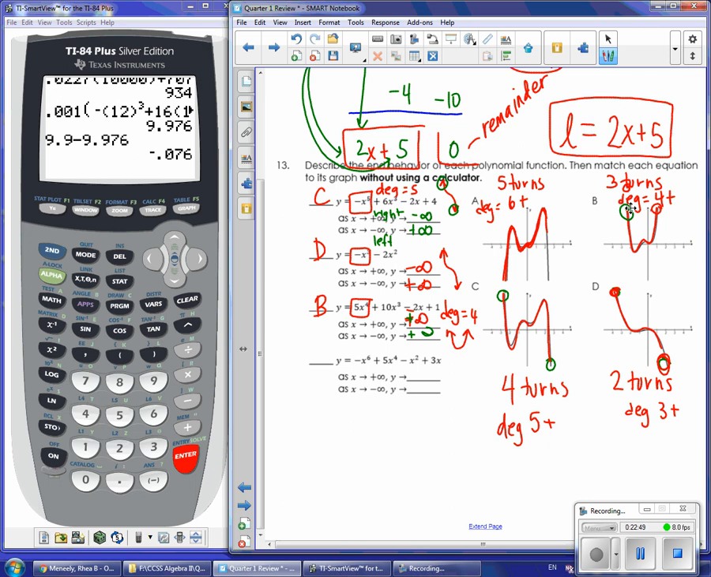That's going to be an even power function that is decreasing, so both ends should be pointing down. That's going to correspond to the graph of A.